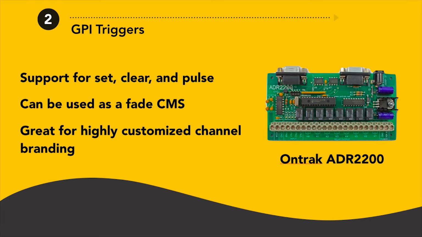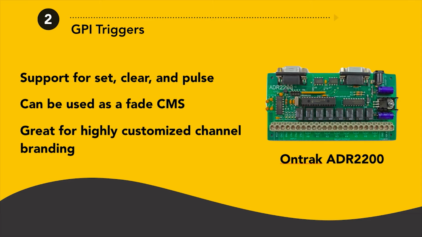We've added support for the ON-Track ADR 2200, which is a general-purpose serial-controlled relay controller. So we added support to set, clear, and pulse these individual relays. We can also use the GPI devices as a fade CMS. And this allows us to trigger an external device like a ROSS MC1 master control switcher to fade to black in between every switch. So when a program ends, it'll fade to black, and when the next program begins, it will fade up from black.